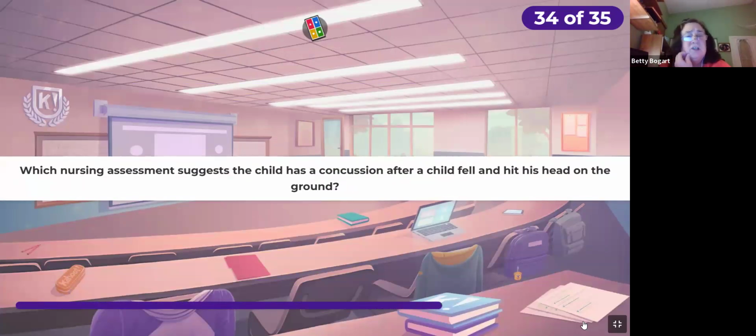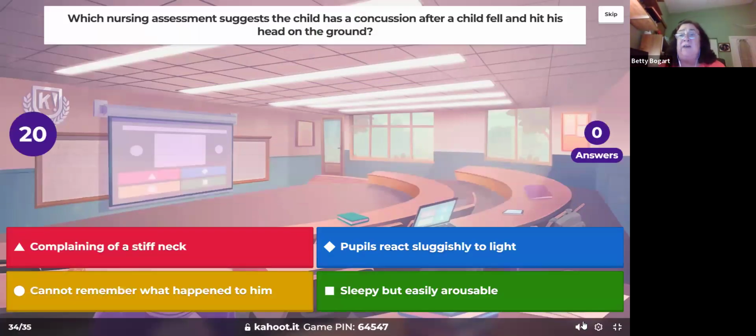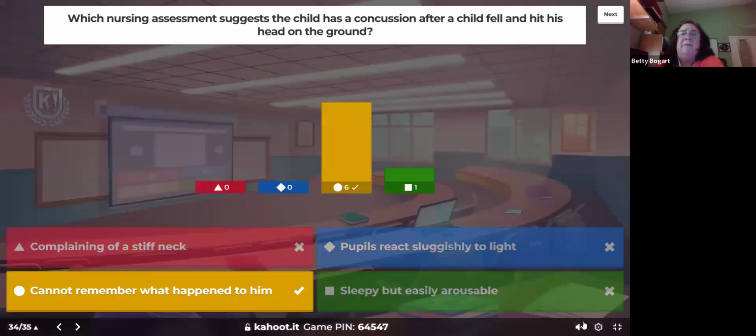Which nursing assessment suggests the child has a concussion after a child fell and hit his head on the ground? What are we concerned about with any head injury? And how do we measure it's getting worse? And this is telling you, okay, I've had a concussion, I was knocked out, or I've had a bad jerk to my head. And now, when I slid into third base, was I safe? Did I make it? Did we win the game? They start asking the same things over and over again. That confusion, they don't remember.